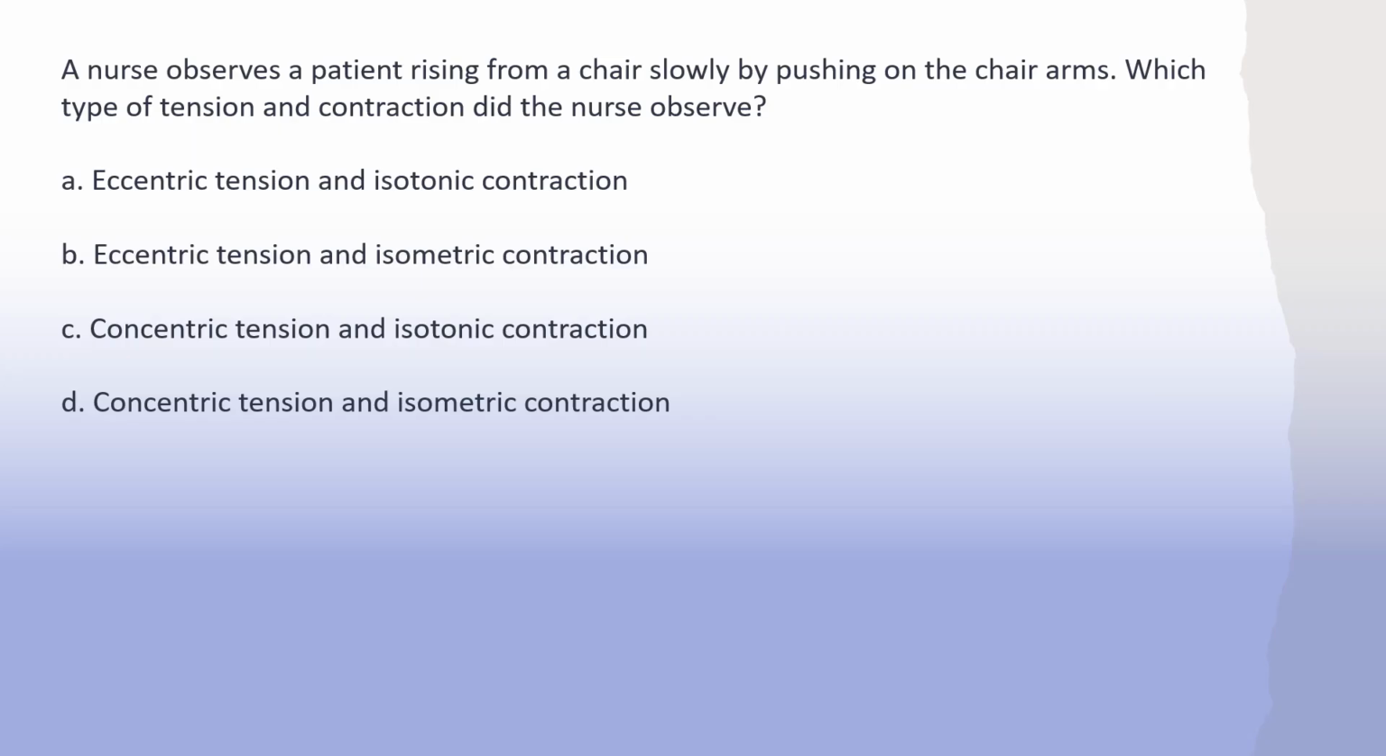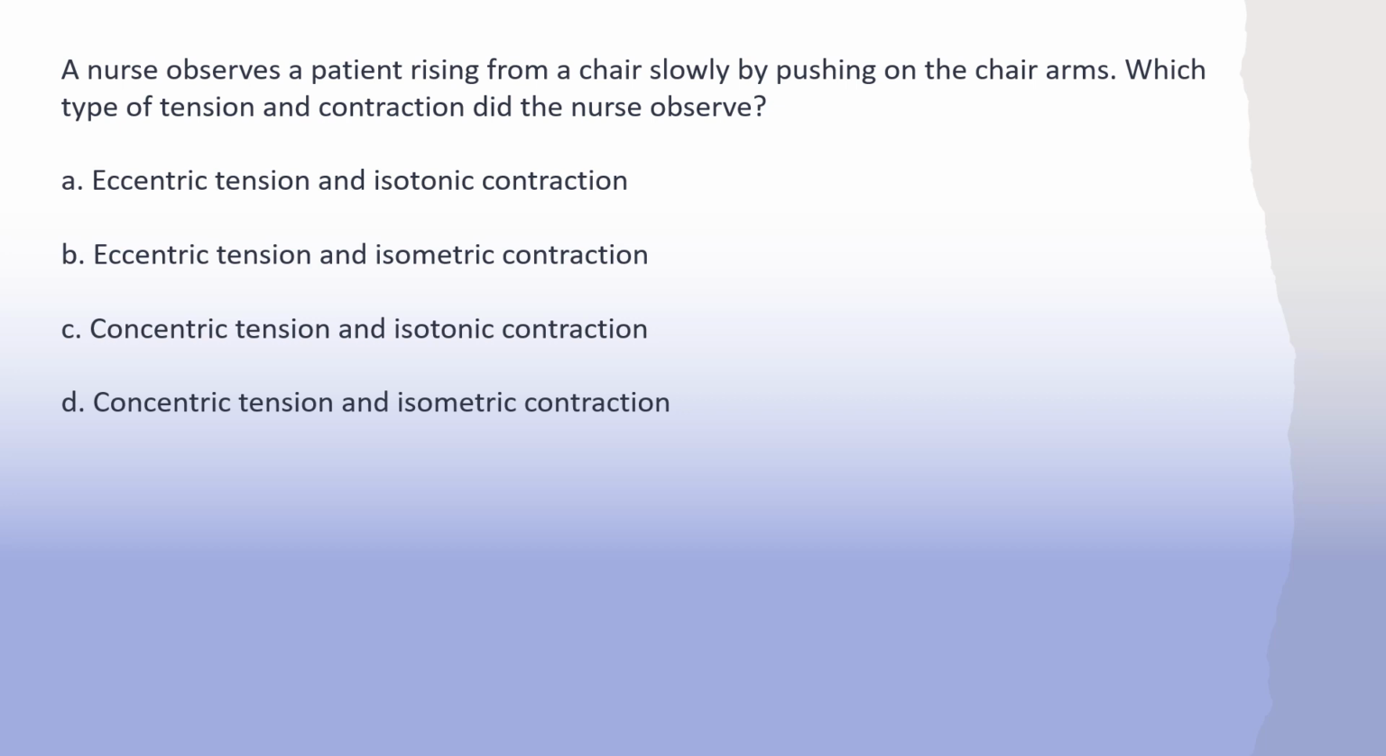A nurse observes a patient rising from a chair slowly by pushing on the chair arms. Which type of tension and contraction did the nurse observe? A. Eccentric tension and isotonic contraction. B. Eccentric tension and isometric contraction.